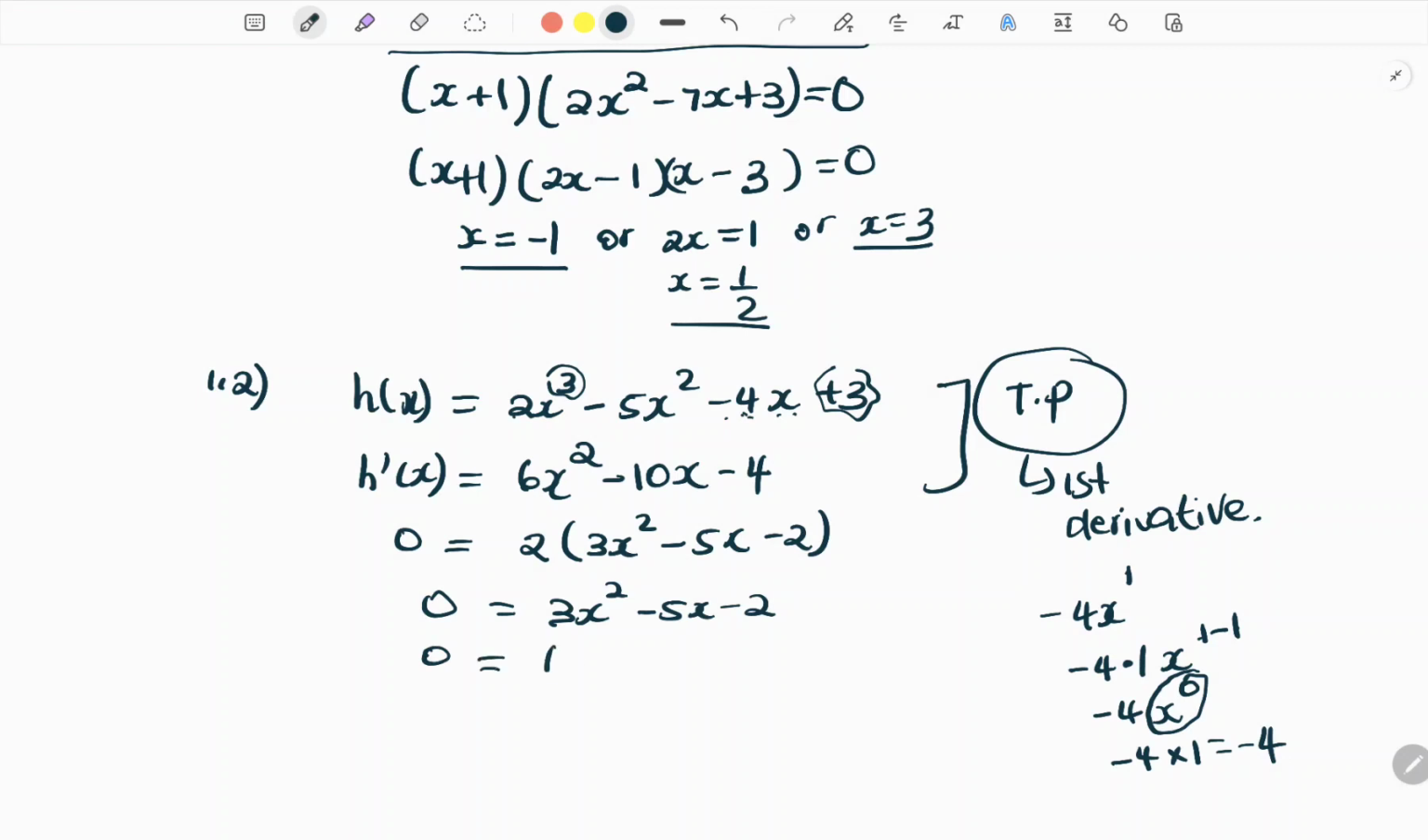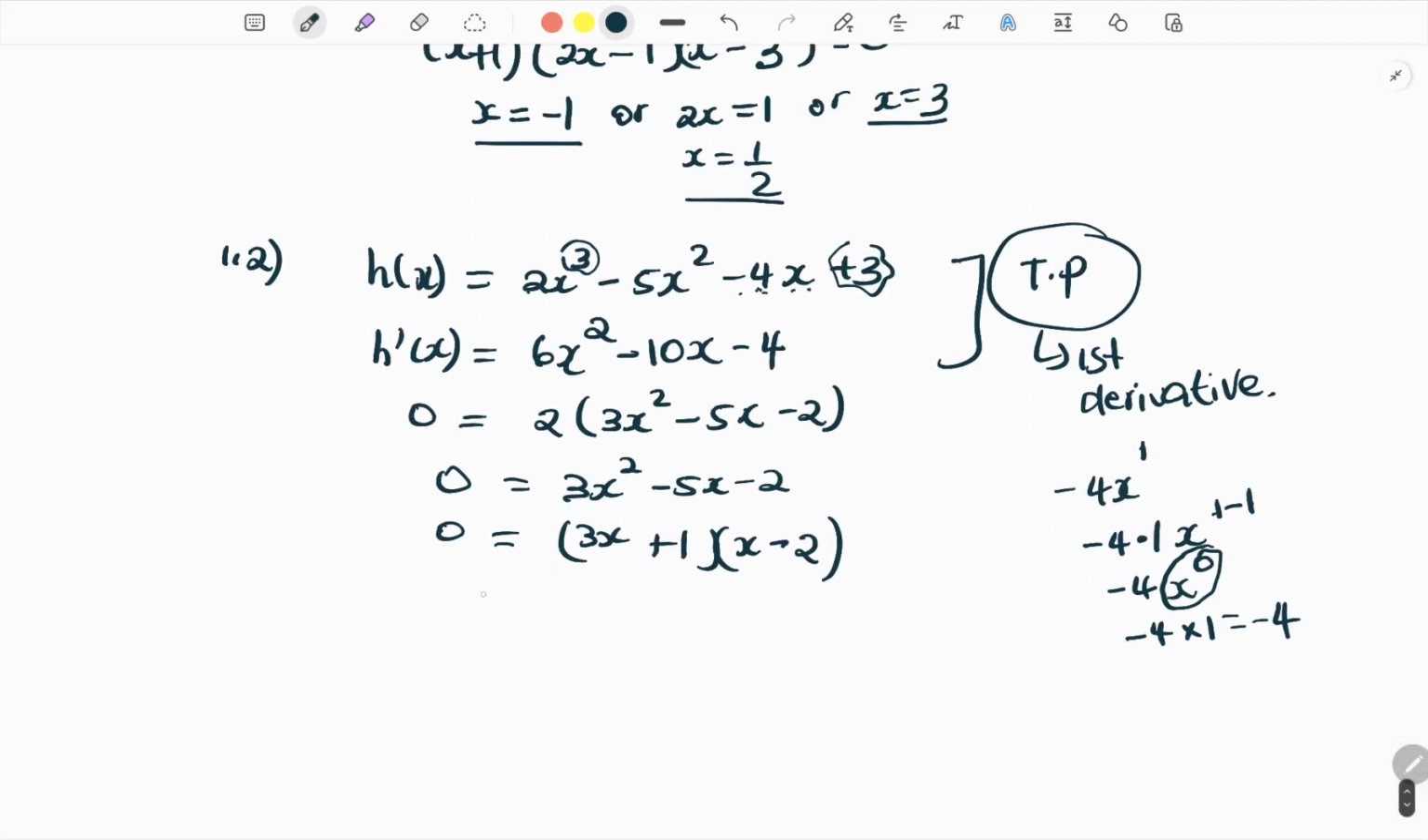Then I factorize: 3x and x. Then I'm going to have minus 2 plus 1, 3x squared minus 6. Yes, that's correct. Then 3x is equal to negative 1, or x is equal to 2. Therefore, x is equal to negative 1 over 3. That is your x value. Those are the x values for the turning point.